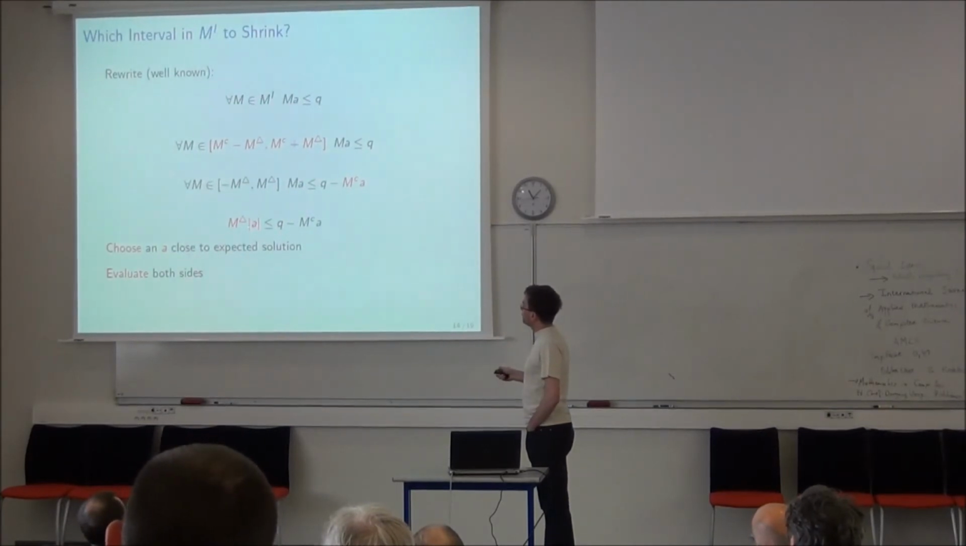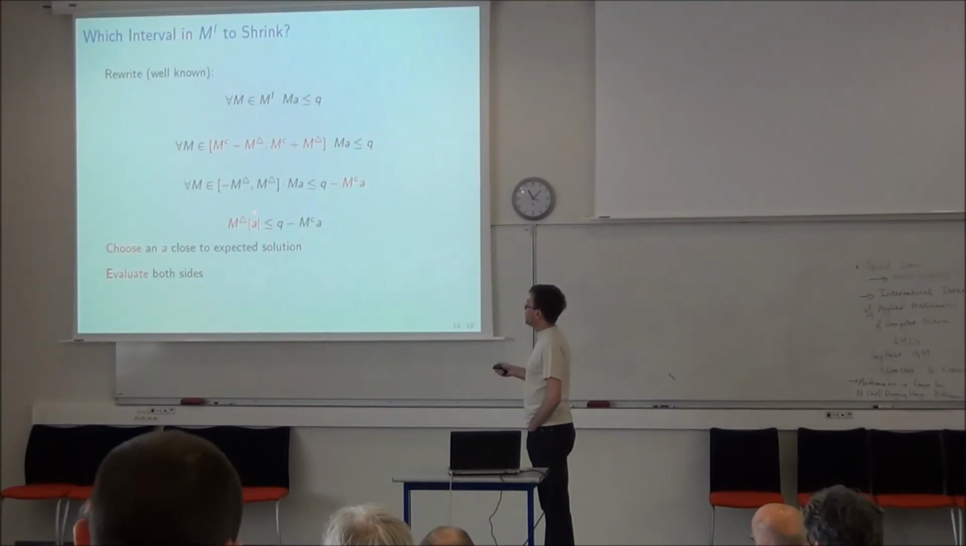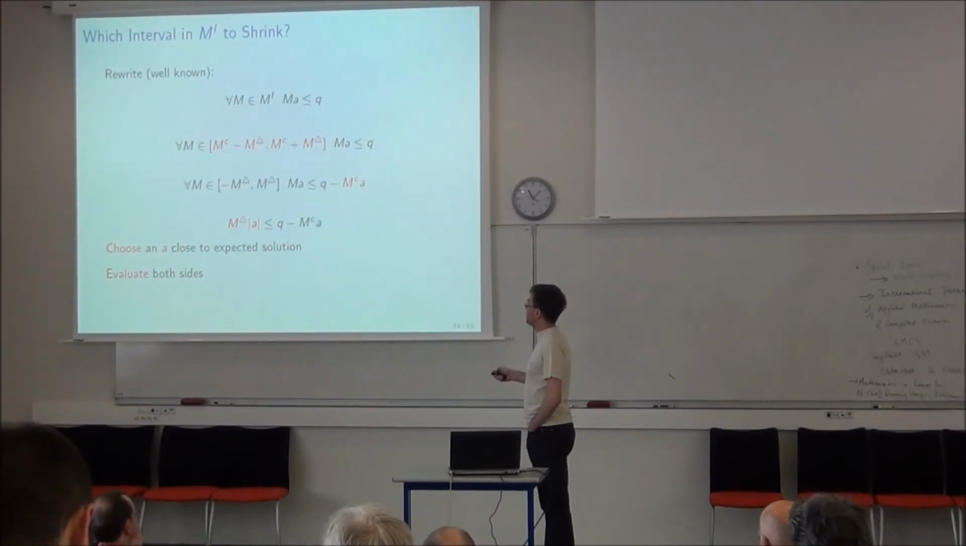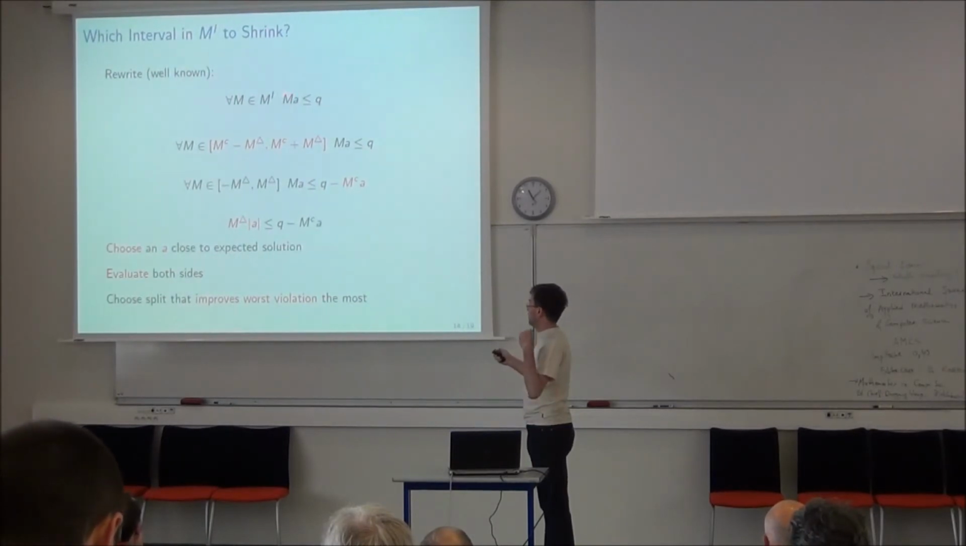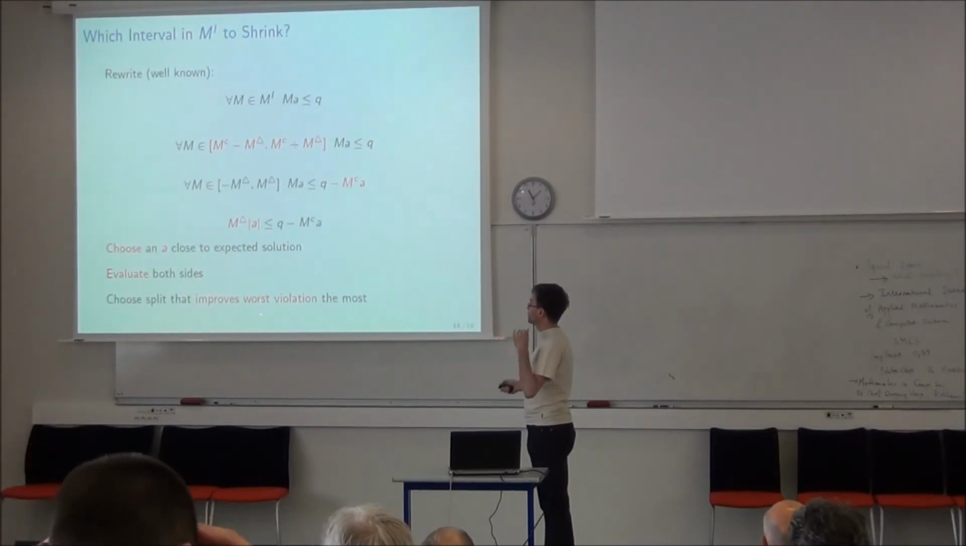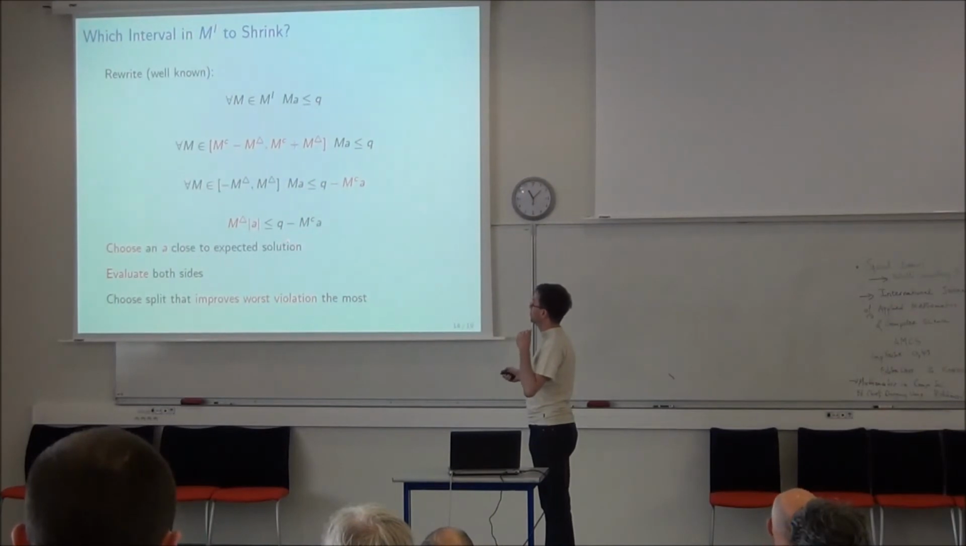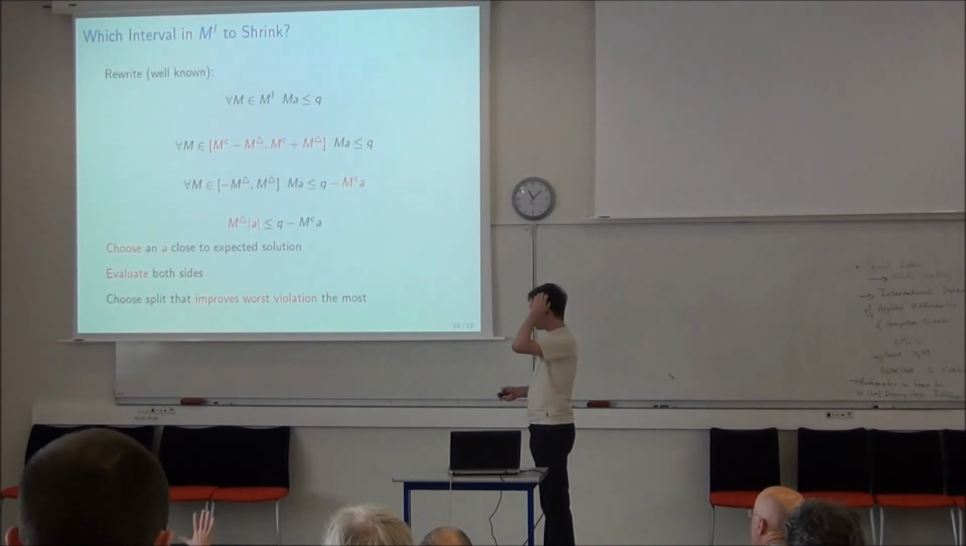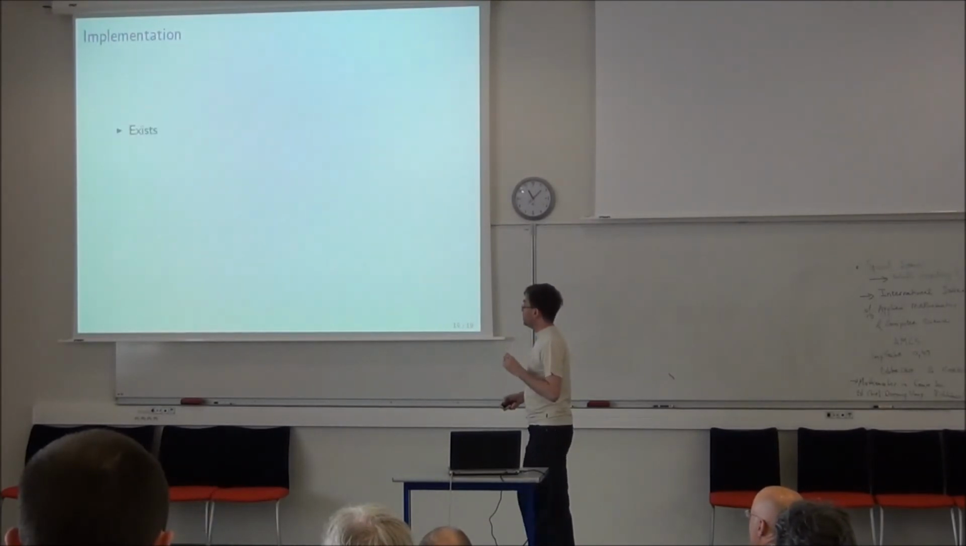So what we'll do, we have this problem that is equivalent to that problem. We choose an A, then we evaluate both sides, and then we will see which inequality gives us the worst violation of this inequality. And then we choose the split that improves this the most. That's the idea.